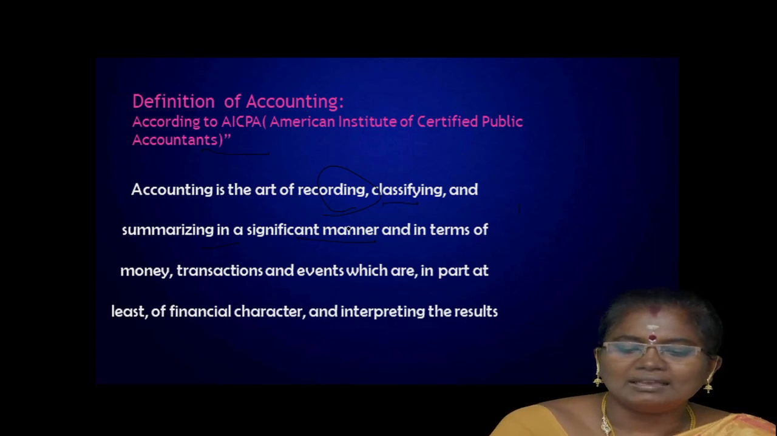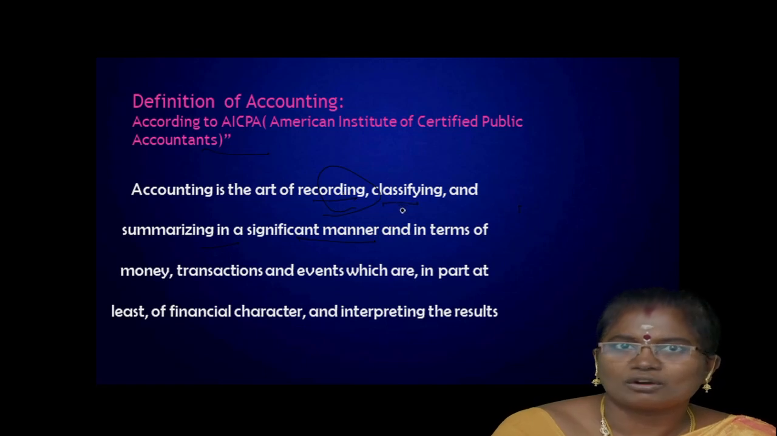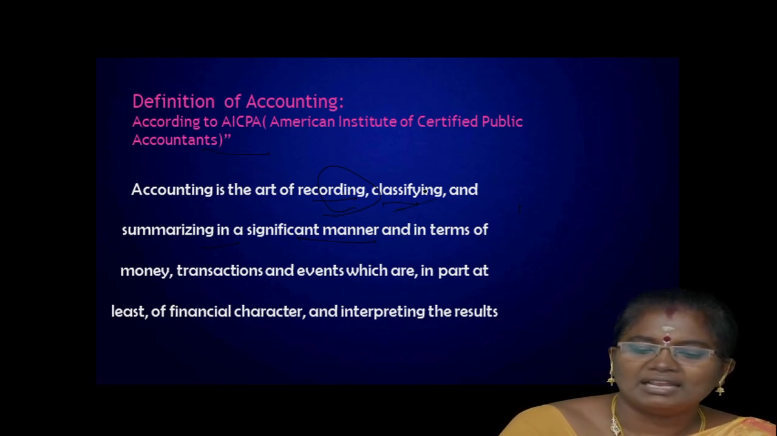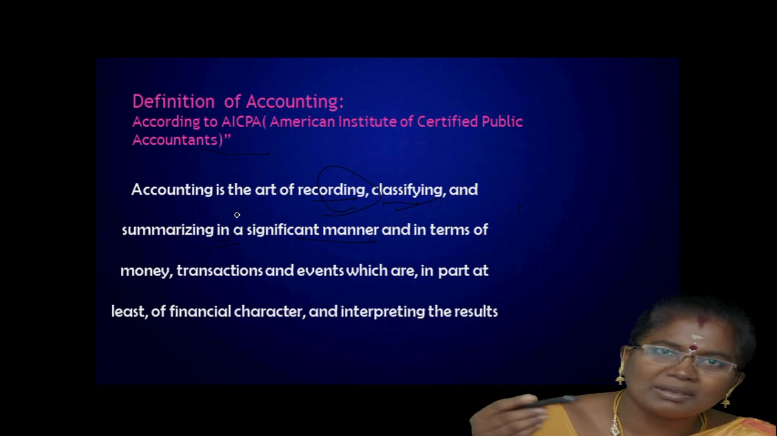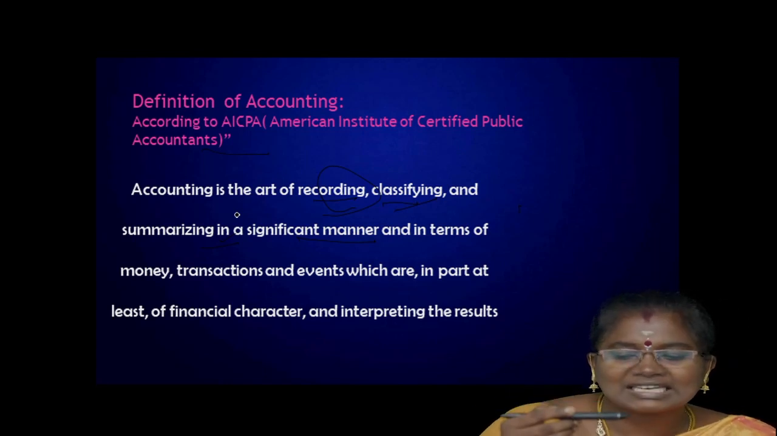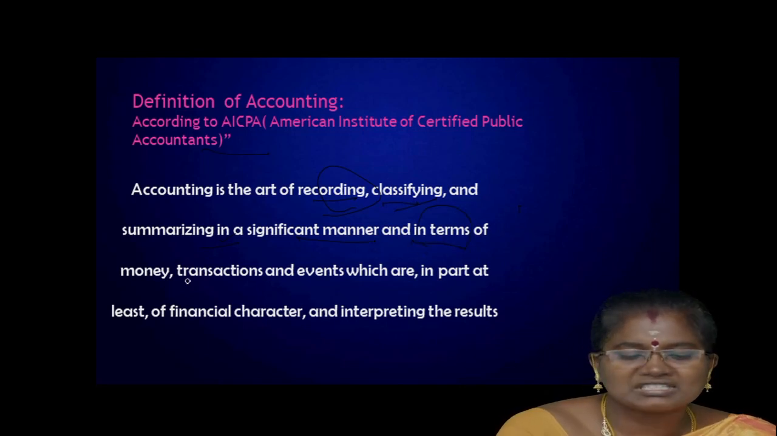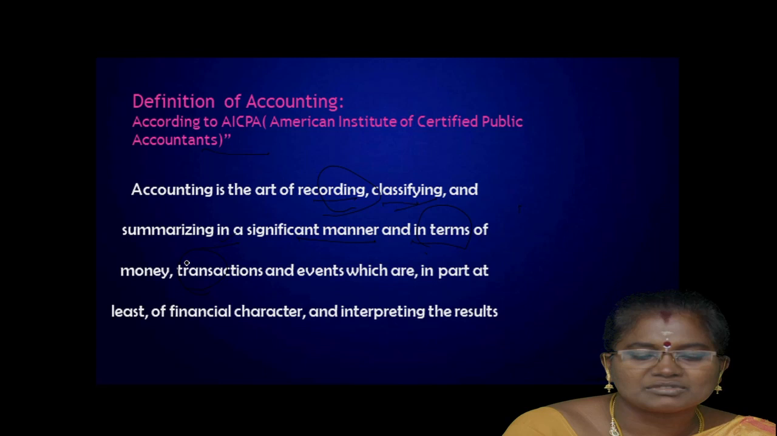So இங்க அவங்க என்ன சொல்றாங்கன்னா, it is the art of recording. Every transaction has to be recorded and it has to be classified in a significant manner. எல்லாமே அங்கங்க போட முடியாது. It has to be recorded in a chronological order, in a significant manner. எந்த item நம்ம we have to record? The item which is in the monetary terms.